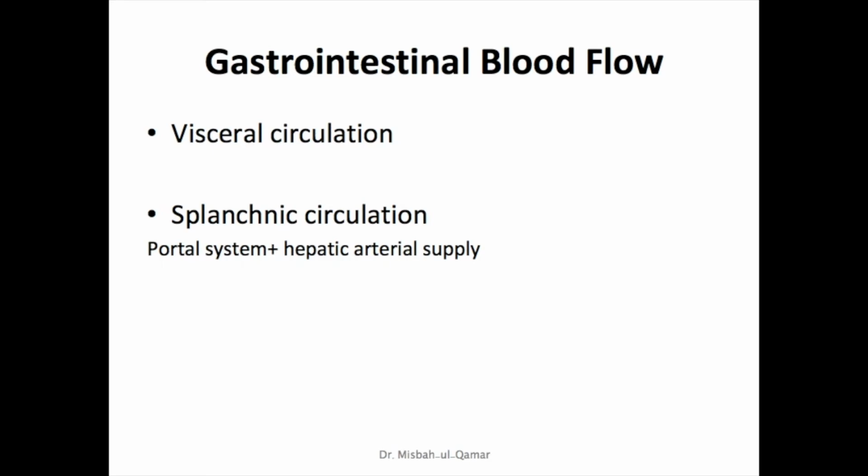Here, I just want to give you a brief overview of gastrointestinal blood flow, which is called splanchnic circulation, because gastrointestinal vessels are a part of visceral circulation. Now, this visceral or splanchnic circulation consists of the portal circulatory system and arterial blood flow into the liver.